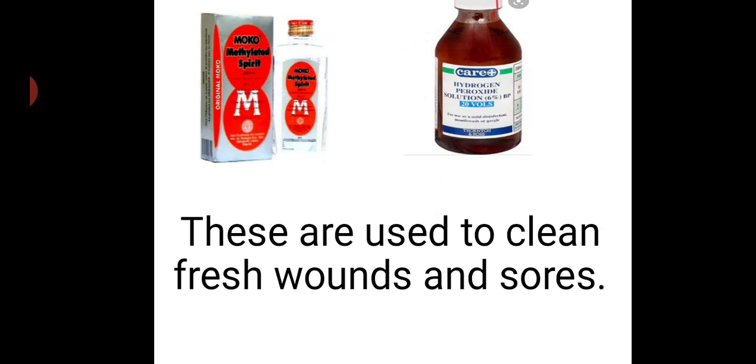Now we have methylated spirit and hydrogen peroxide. We use these to clean fresh wounds and sores. When we do not have these two, we can use antiseptic what? Pads. They play the same role.